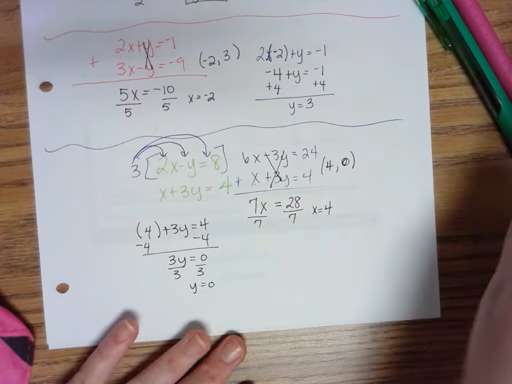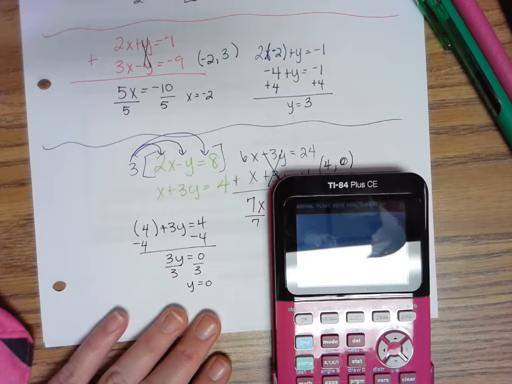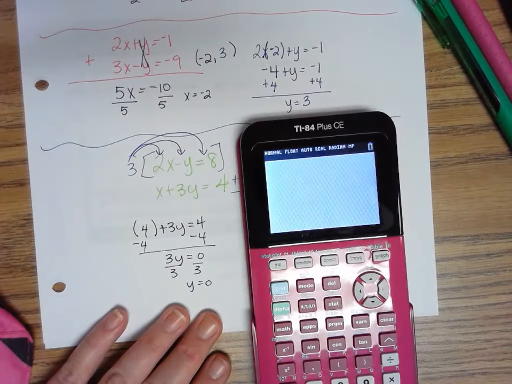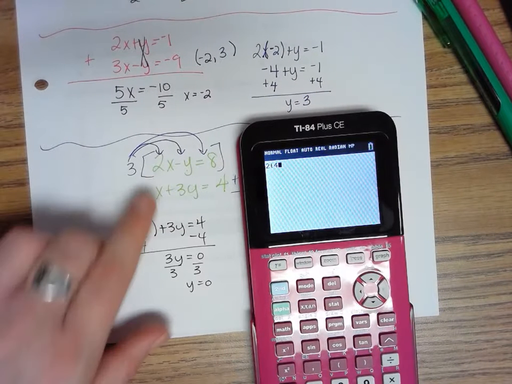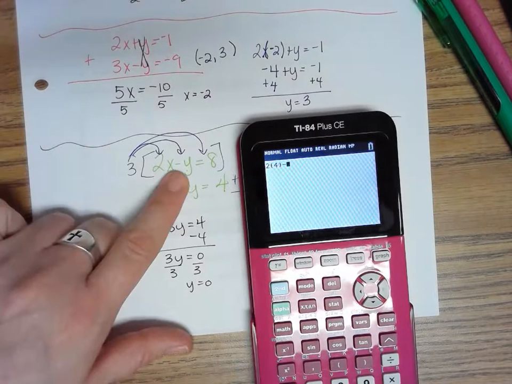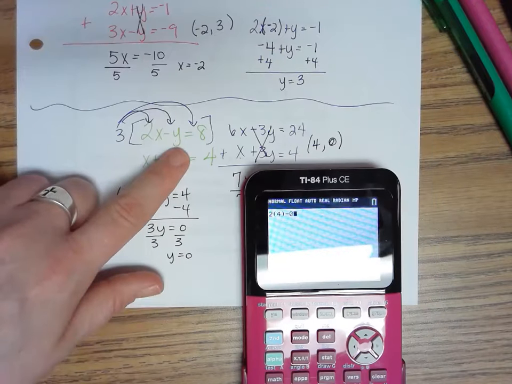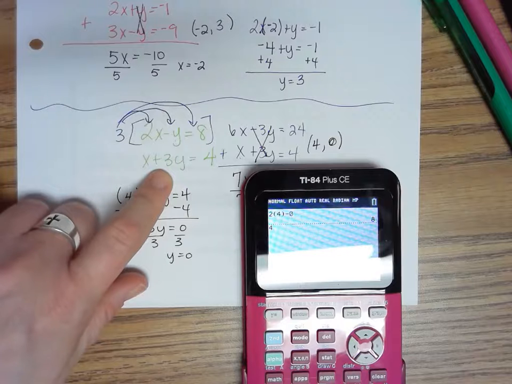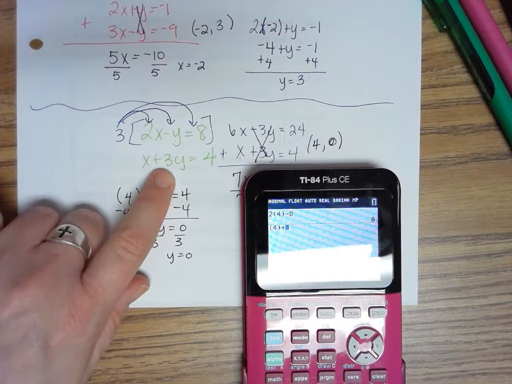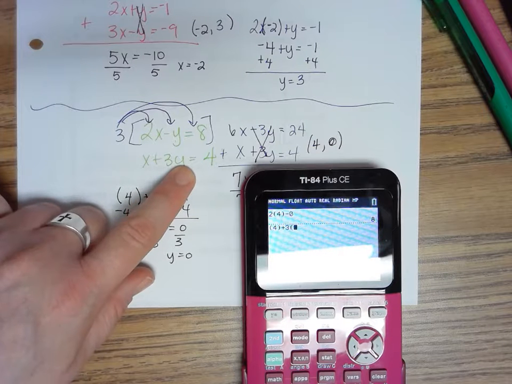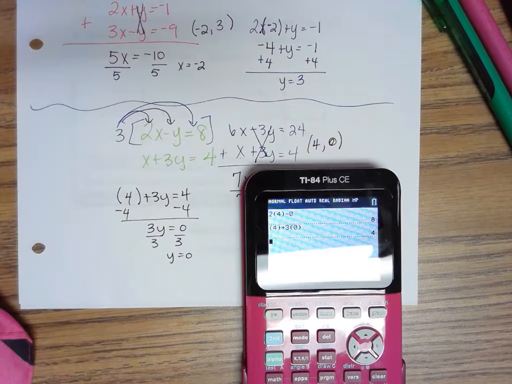I'm ready to check it, so I go to the original problem, and my ordered pair is 4, 0. So 2, x was 4, minus, and y is 0. Enter. X is 4. Let me plug it in parentheses. X is 4 plus 3 times y is 0. Enter. They work. That is the point of intersection.